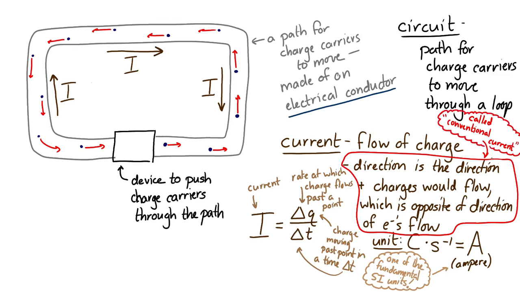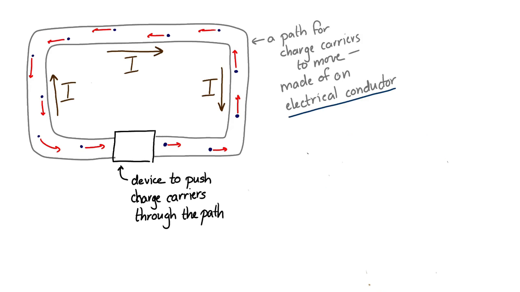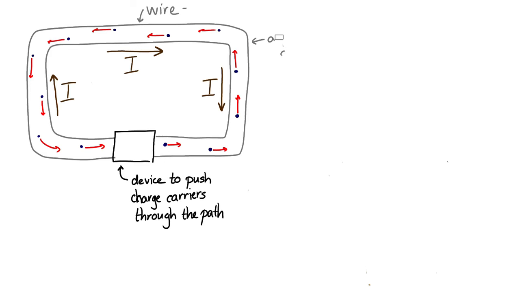All right. Now, I also want to go back to this little picture right here. We have this path that's made out of an electrical conductor where the charges can flow. We call that a wire. That is a wire, where the electrons here are able to flow freely through that path. So back to this weird device that I mentioned, a device to push the electrons through the wire. What the heck is that?